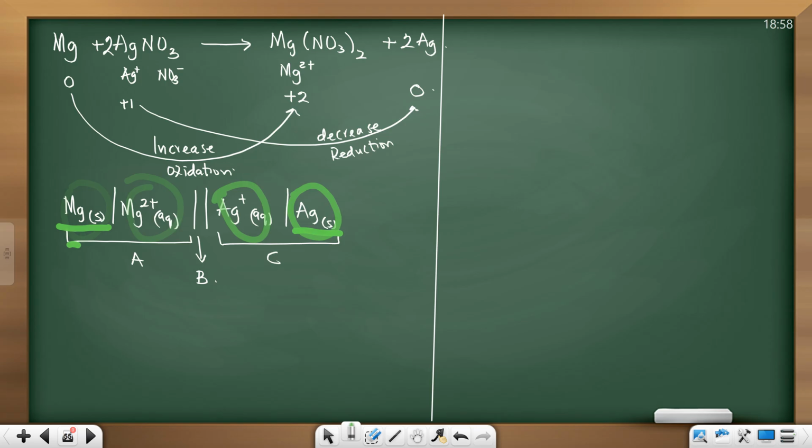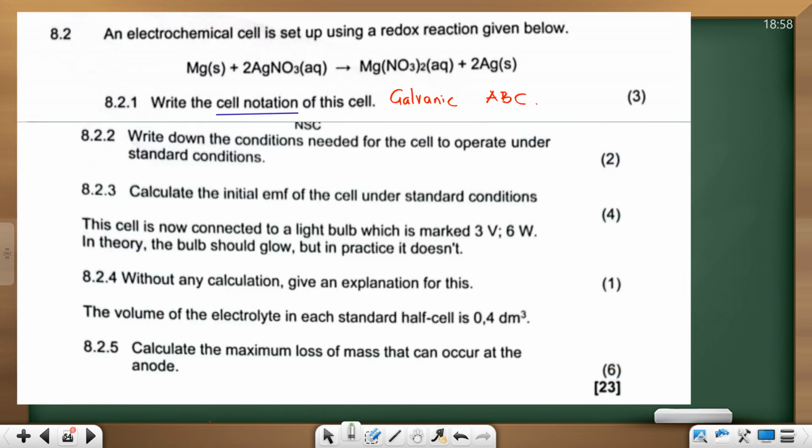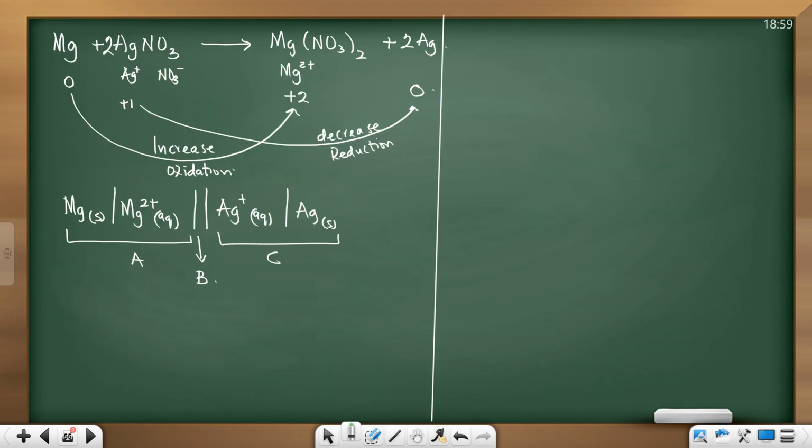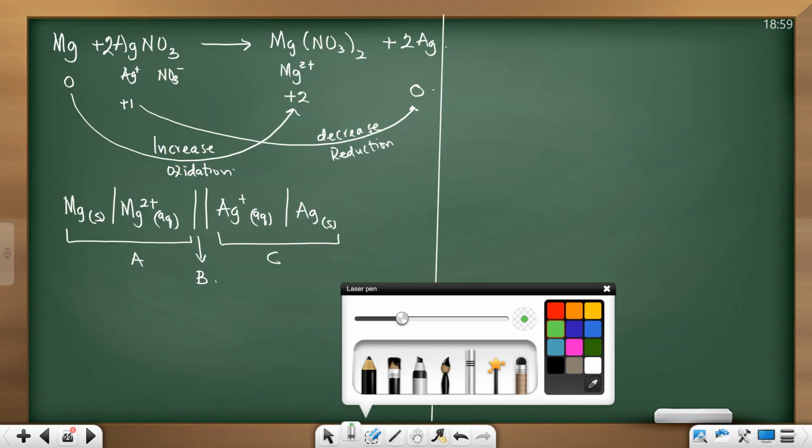If it's in the same phase, then what do you use to separate? A comma or a semicolon. We'll do something like that shortly. Okay, let's run now quickly, everybody. Write down the conditions needed for this cell to operate. I gave you 3, but in this case, only 2 are applicable.